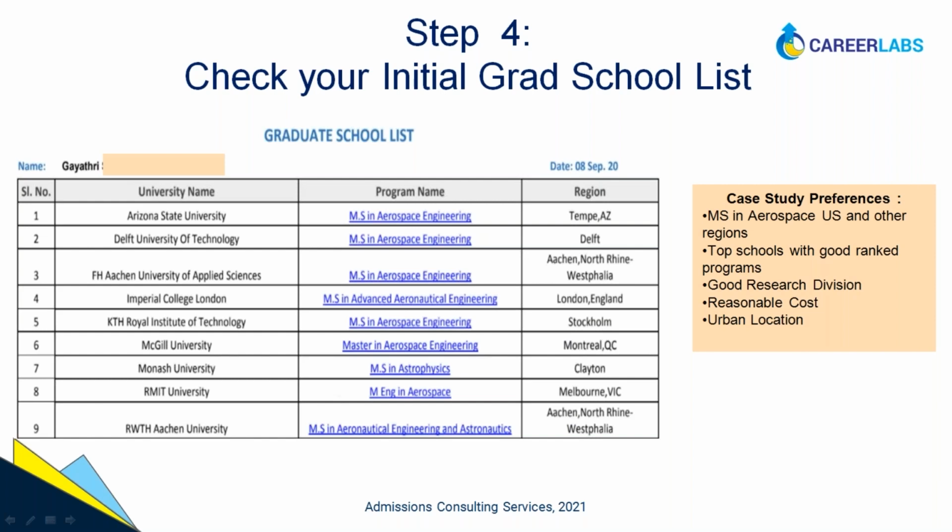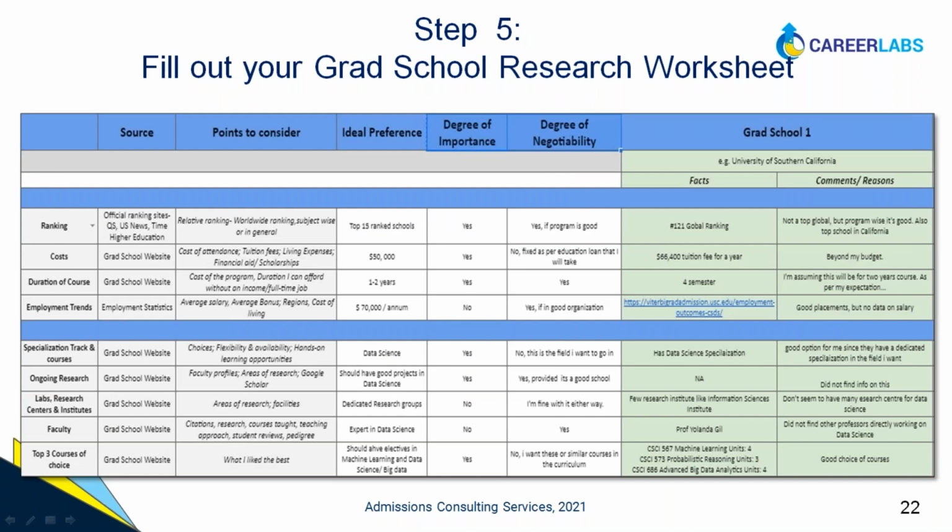The reason that we give you this is, remember the 12 to 17 schools that we give you. Based on your profile and your preferences, you will be getting a list. All you have to do now is go to Arizona State University, for example, and find out what's happening in the MS in aerospace program. Then start researching the schools and filling up the research sheet. So it will look something like this. Here are some examples.